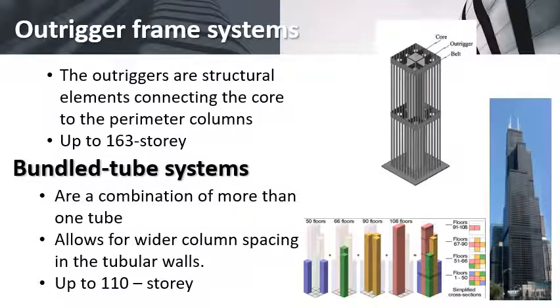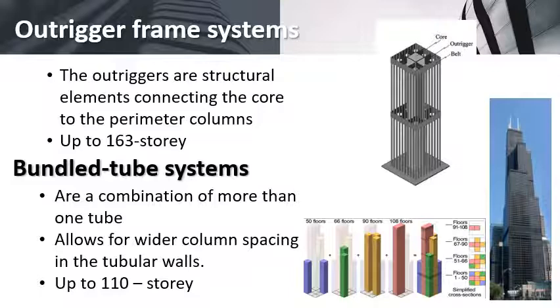Outrigger frame system has been developed by adding outriggers to the shear frame system with core so as to couple the core with the perimeter exterior columns. Outriggers are at least 1 story deep, which consists of a horizontal shear truss or shear wall or deep beam at one or more levels throughout the height of the building so as to stiffen the structure. Outrigger system is used up to 163 stories.